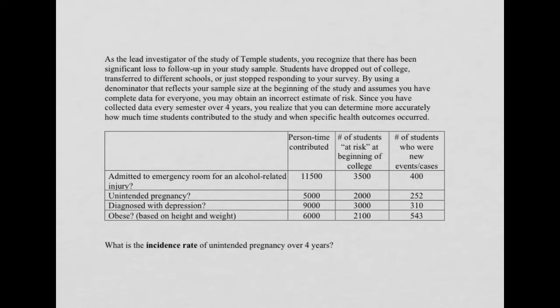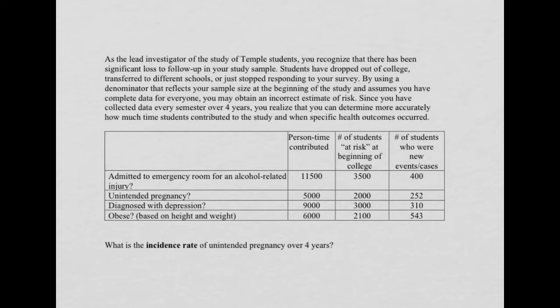Okay, now that we have a better understanding of person time, in this problem we're going to calculate incidence rates. And again, this differs from cumulative incidence because our denominator is person time, which allows us to not make any assumptions about how long people were at risk during our observation period. We have a much more specific denominator. So let's go through and start by reading our question.